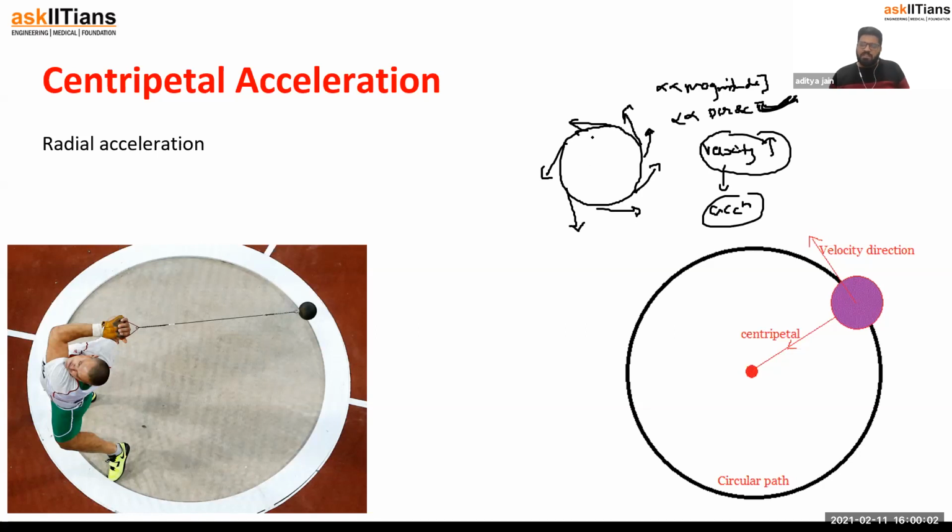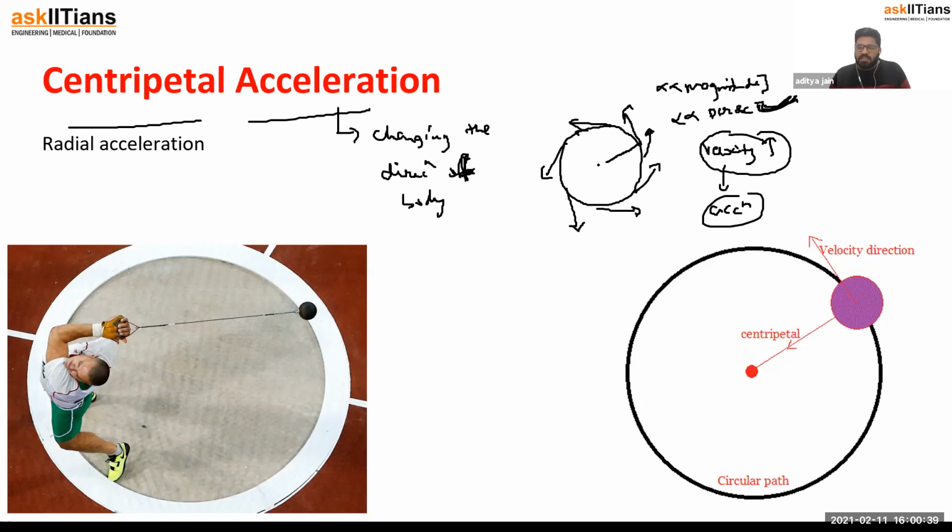That acceleration, which is responsible for the change in direction of the body, or the change in velocity due to change in direction, is termed as centripetal acceleration. Centripetal acceleration is that acceleration which is changing the direction of the body. It is only concerned with changing direction, not magnitude. For any circular motion, centripetal acceleration will always act towards the center.